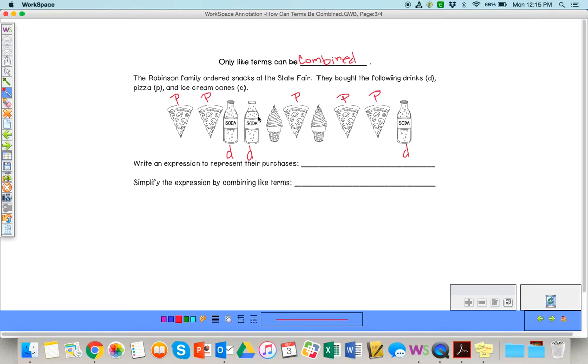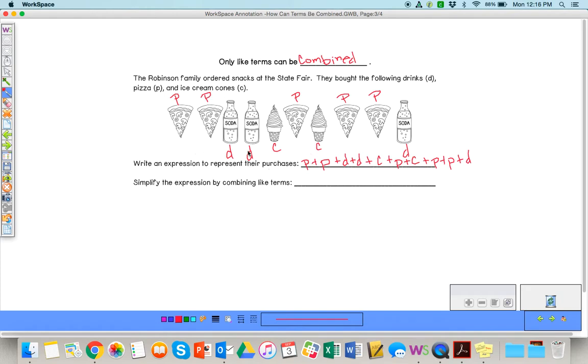And for every ice cream cone you see, you're going to write the letter C. So it says write an expression to represent their purchases. So we have P plus P plus D plus D plus C plus P plus C plus P plus P plus D. Okay, so that's a big long expression that we have written out. So now it says simplify the expression by combining like terms.